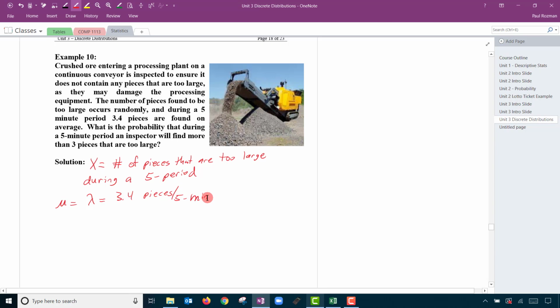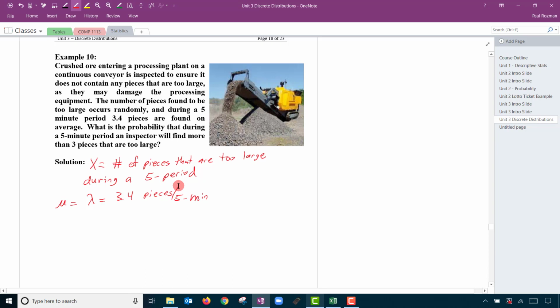So it has the binomial feeling in that a piece is either too large or it isn't, but it doesn't have a fixed number of trials. It has a fixed time period. During that 5-minute period, let's assume that the pieces are equally likely to be too large or okay. So we meet that uniform condition. The period is short enough that that's probably okay to assume.